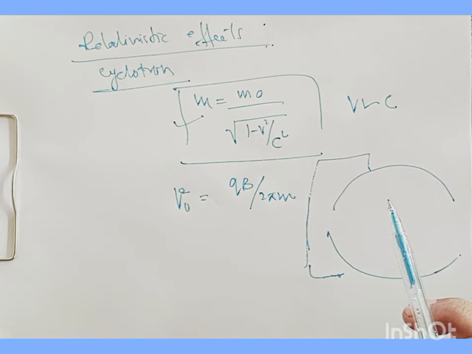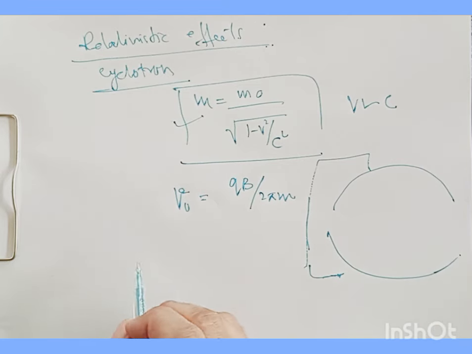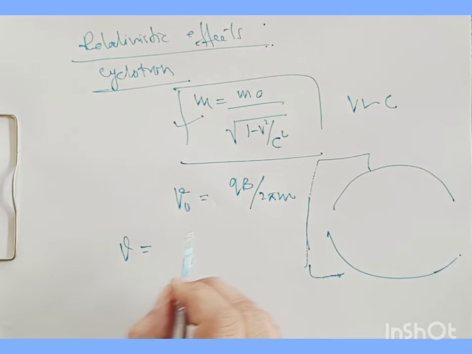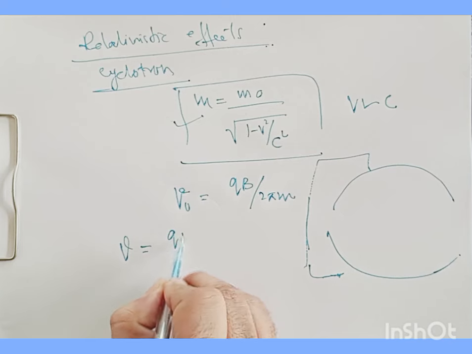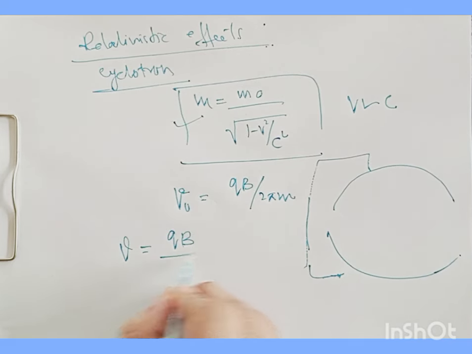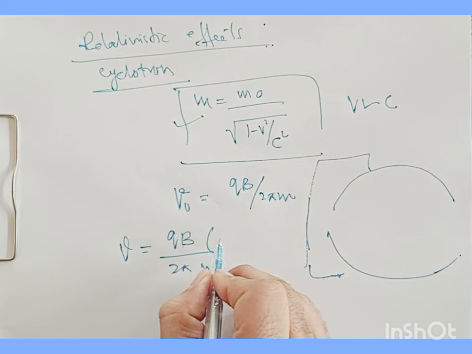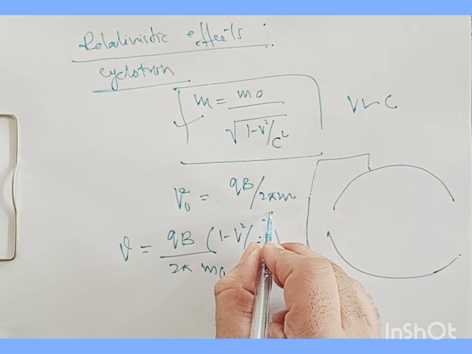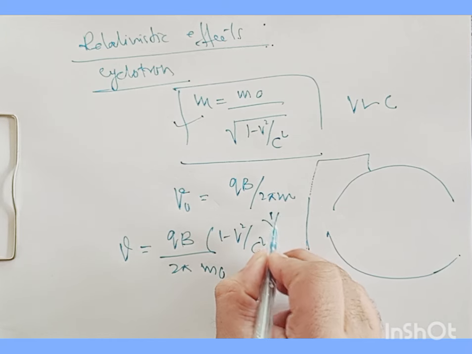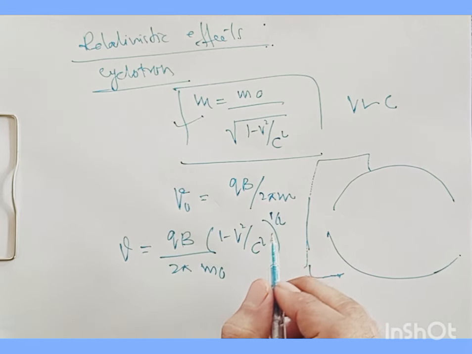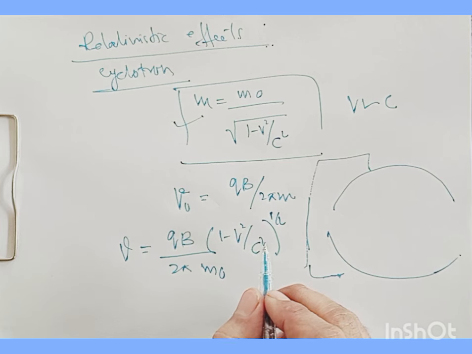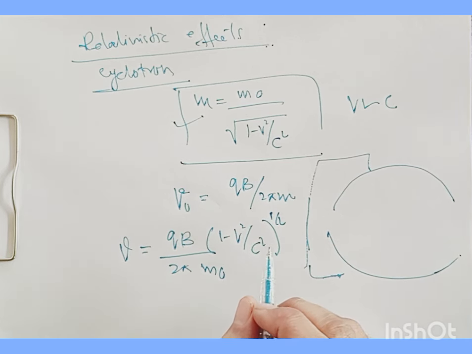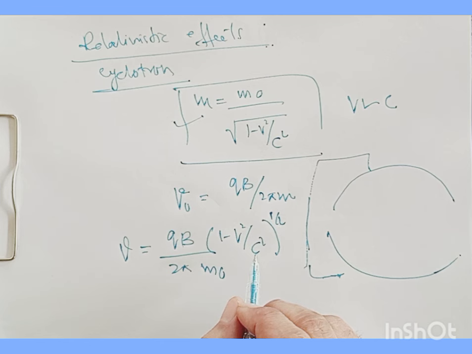Now, the frequency of circular motion of the particle would be, in that case, qB by 2 pi m naught, and this thing will be 1 minus v square by c square whole to the power of 1 by 2. So we can see the dependence of the frequency on the speed of the particle.